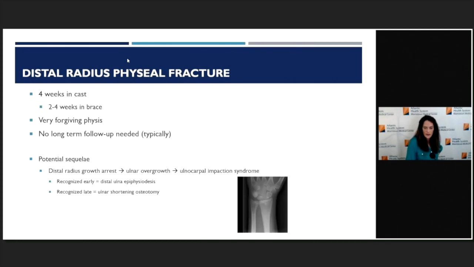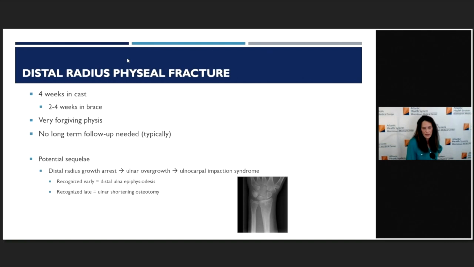So these, again, they heal fast, about 4 weeks in a cast. Oftentimes we'll put a brace on for another couple weeks after that, and it's a very, very forgiving physis. Usually I don't see these in the very long term. I don't check the growth plate 6 months or a year later, unless the reduction was done by somebody, or somewhere, where I don't know how much they struggled with it, or if it was a really bad injury to begin with, very displaced.